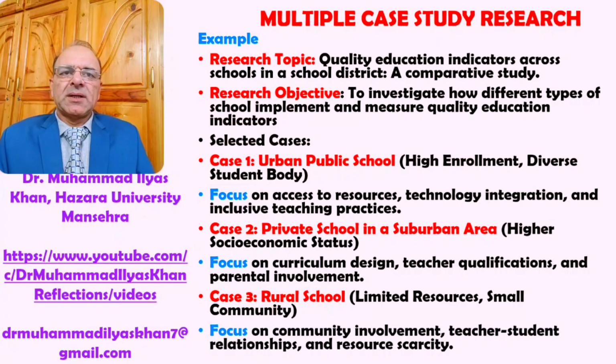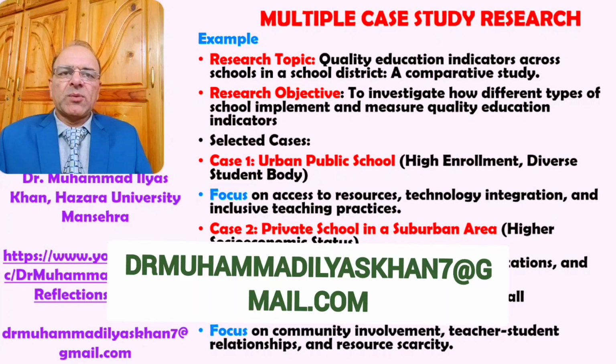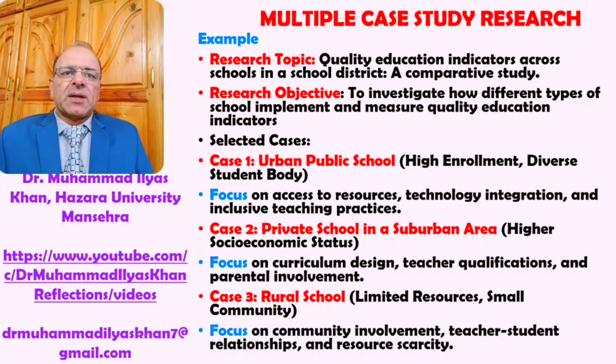For example, in this case, if we take three cases, case one is an urban public school, the main characteristic of which is a focus on high enrollment and a diverse student body. The focus of this school is on certain quality indicators such as access to resources, technology integration, and inclusive teaching practices. So these are the main quality indicators that this particular school focuses on.